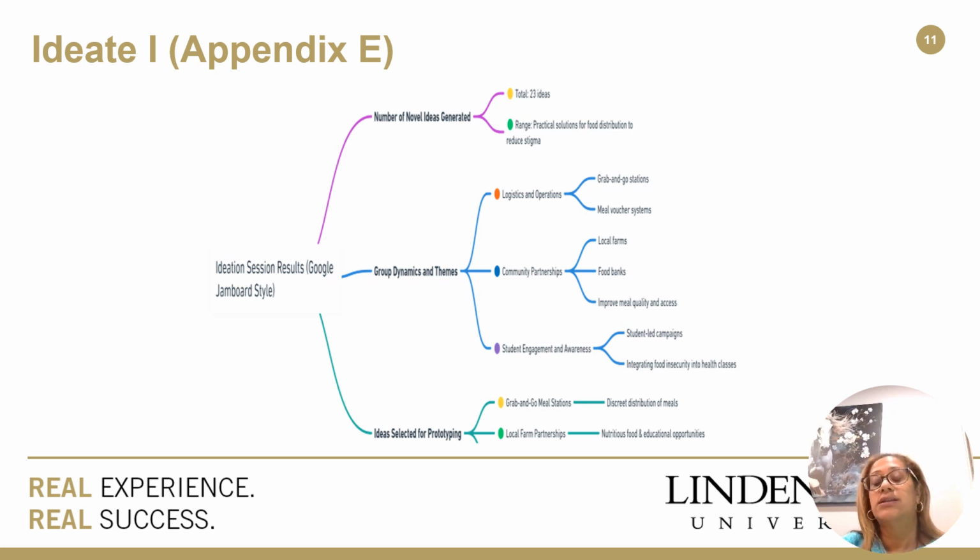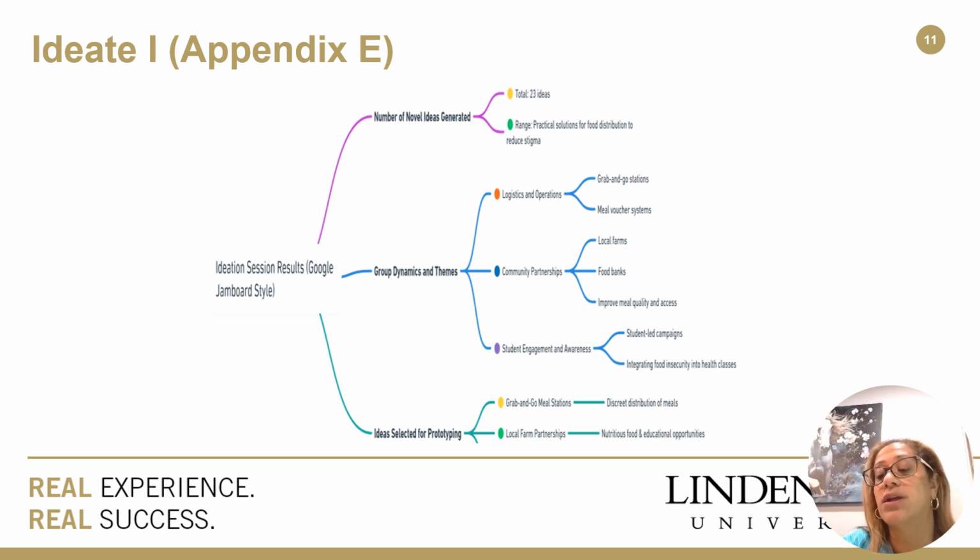Ideas selected for prototypes. 3 ideas were selected for further development. Grab-and-go meal stations, a strategy for discreetly distributing meals to students. Local farm partnerships, collaboration with farms to provide nutritious food and educational opportunities related to healthy eating. Peer-led awareness campaigns, student-driven initiatives to raise awareness and reduce stigma around food insecurities.